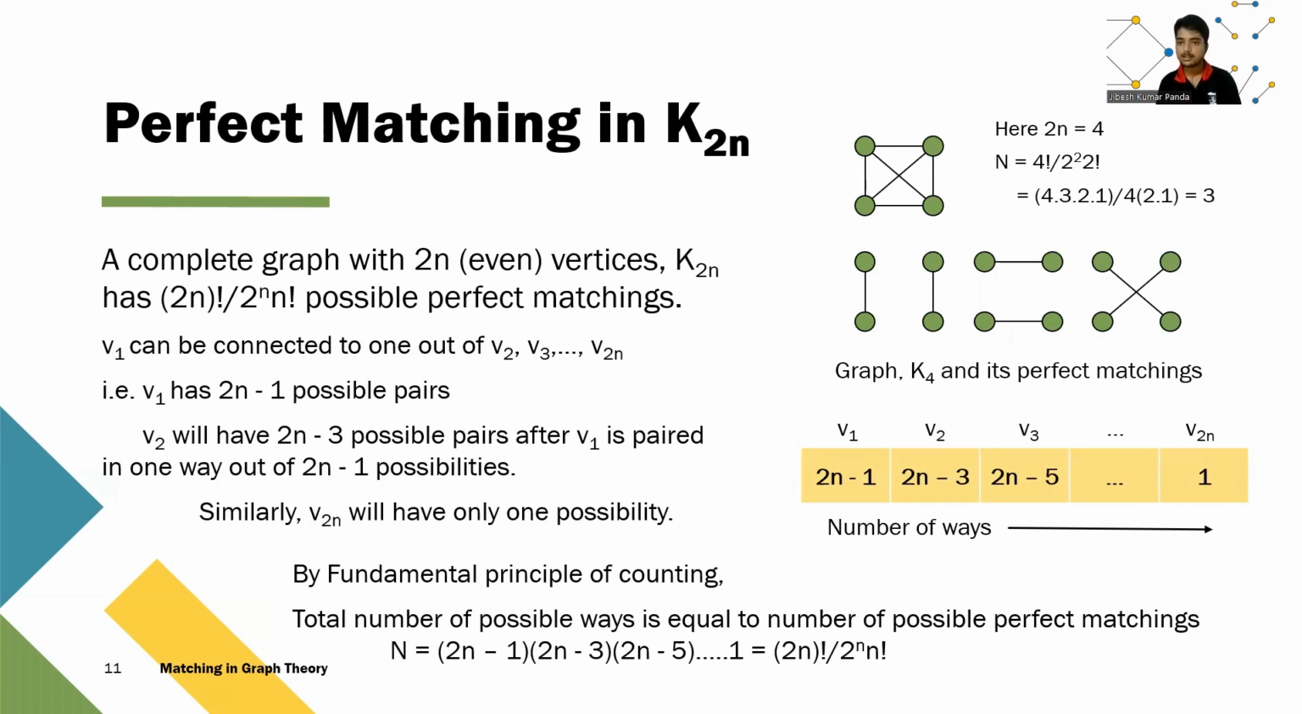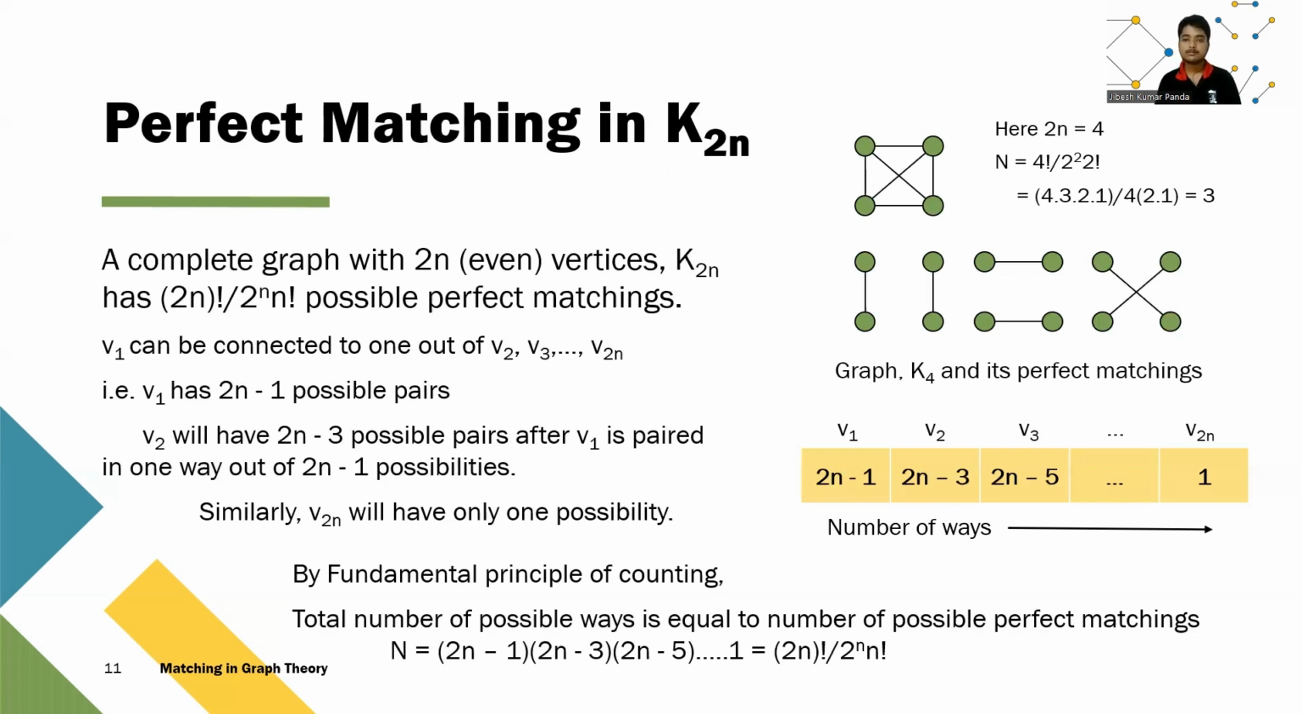As B1 is paired with B3 and B2 cannot be paired with itself. So consequently, B3 will have 2n minus 5 possible pairs, and so on. B2n will have only one pair left. So by the fundamental principle of counting, we have to consider all of them simultaneously.